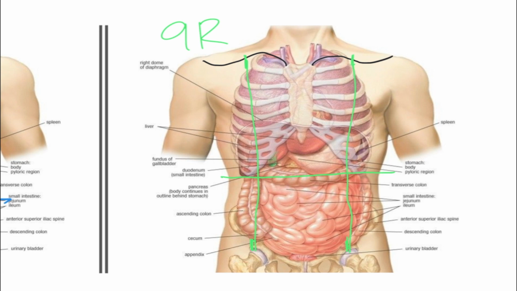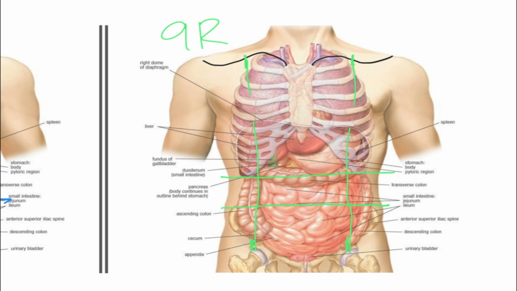So if we go back to the ASIS, the structure right here, we have that iliac bone. And if you go 5 centimeters posterior to that ASIS, you can feel the tubercle of the iliac crest. And so all you're doing is connecting these two, and then we have our second horizontal plane. So now we have our 9 regions. Remember that the abdomen is bound superiorly by the diaphragm, so we can just disregard that.